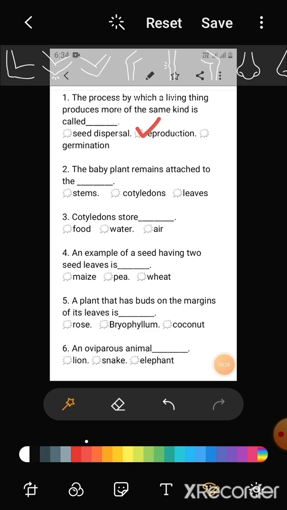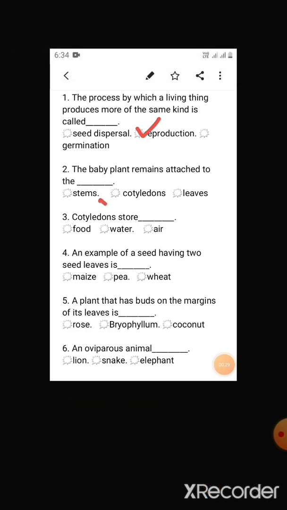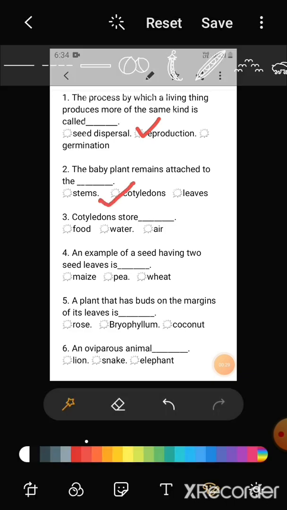Next, the baby plant remains attached to the dash. Given options are stems, cotyledons, leaves. And the correct answer is cotyledons. The baby plant remains attached to the cotyledons. Cotyledons store dash. Given options are food, water and air. And the answer is food.